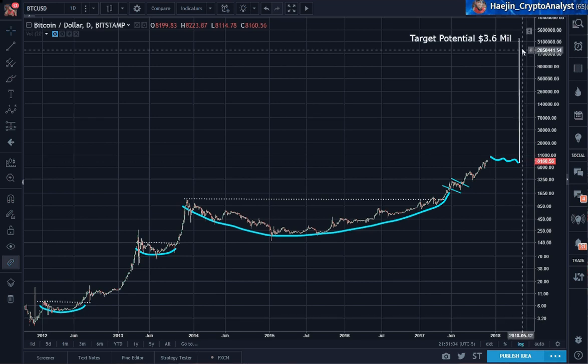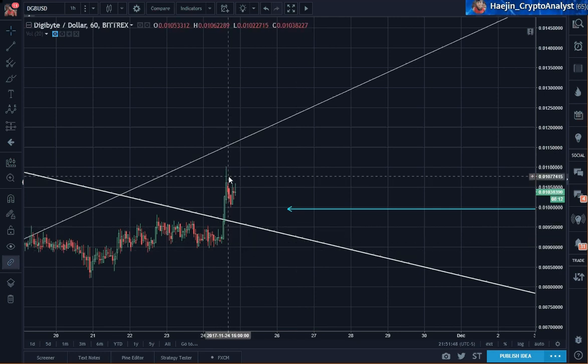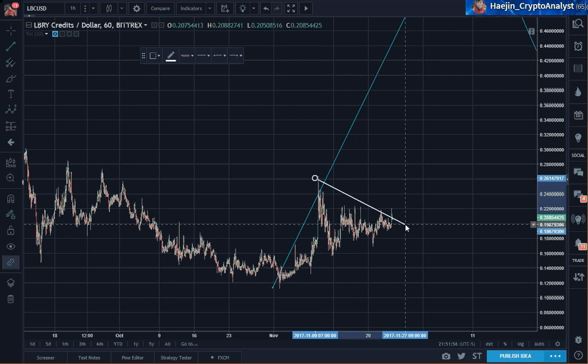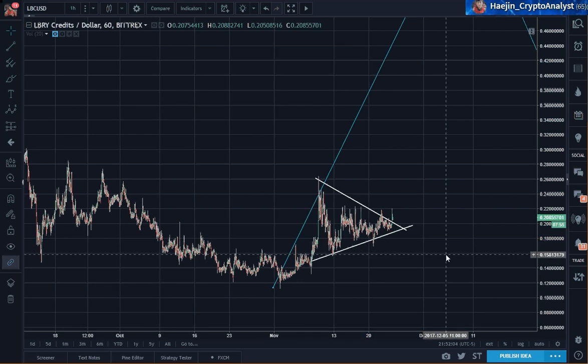Now, in this environment, even if it goes to just 500,000 or 200,000 or a million, maybe 10 million, the point is, as Bitcoin does this on the vertical phase, what do you think will be happening to the altcoins? Do you think that Digibyte, which is a penny, will remain a penny? I don't think so. And look at this beautiful big breakout. Do you think Library Coin, which broke out of this beautiful ABCDE triangle, will remain at 20 cents? I don't think so.